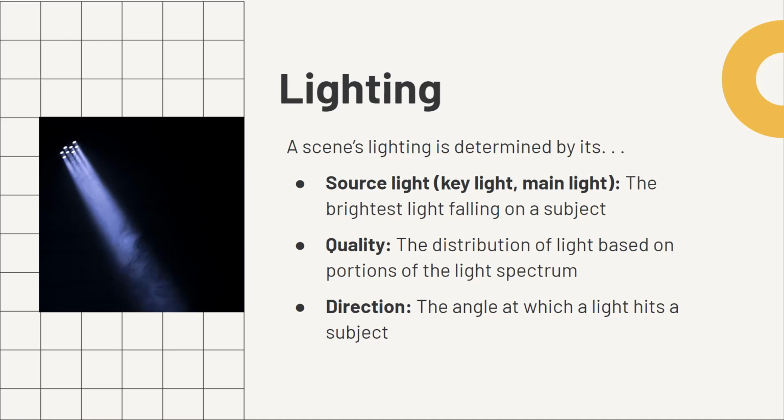Light can be inserted into a scene from virtually any direction, from the front, from the side, from behind, from below, or from above a given subject. These techniques can be used to produce contrasts and shadows, or to suggest a scene's location, mood, or time of day.